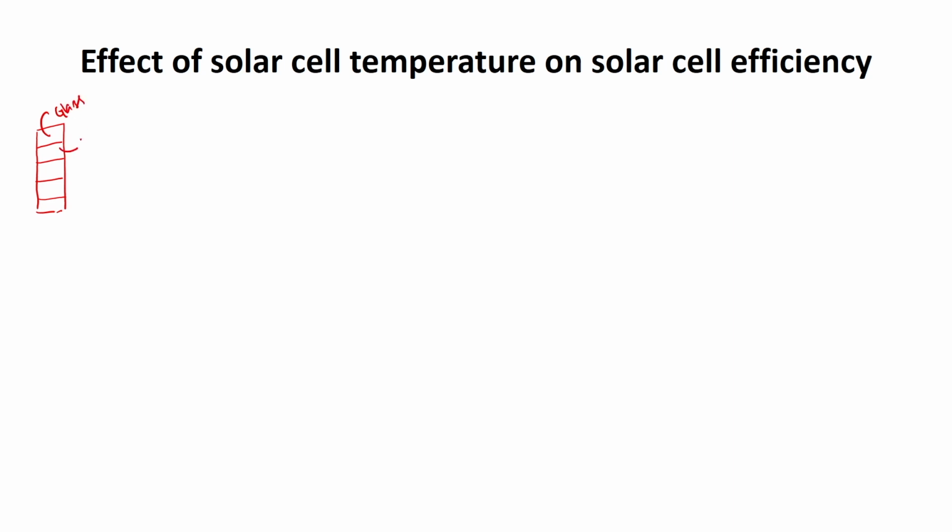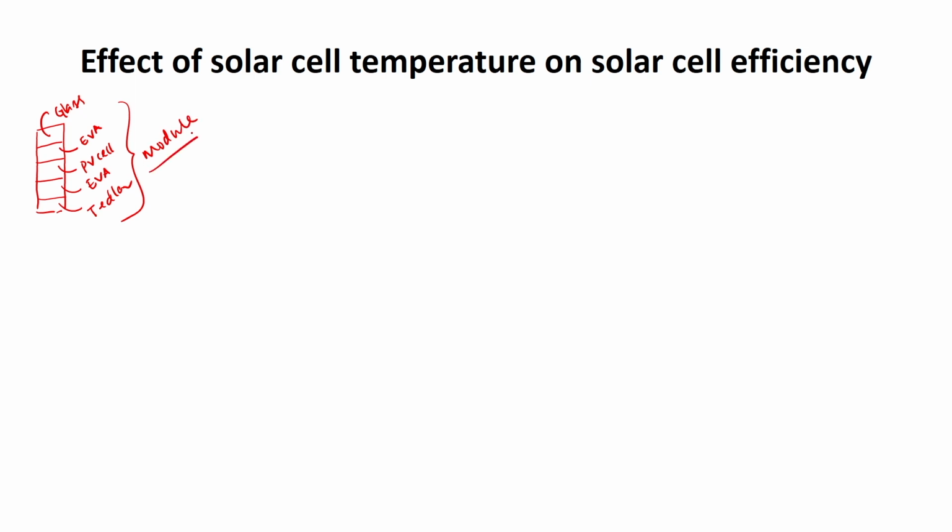So, this is glass, then we will have EVA, ethylene vinyl acetate, then the PV cell, then we will have EVA again and Tedlar. Okay. So, these many layers are composed of a module, right.